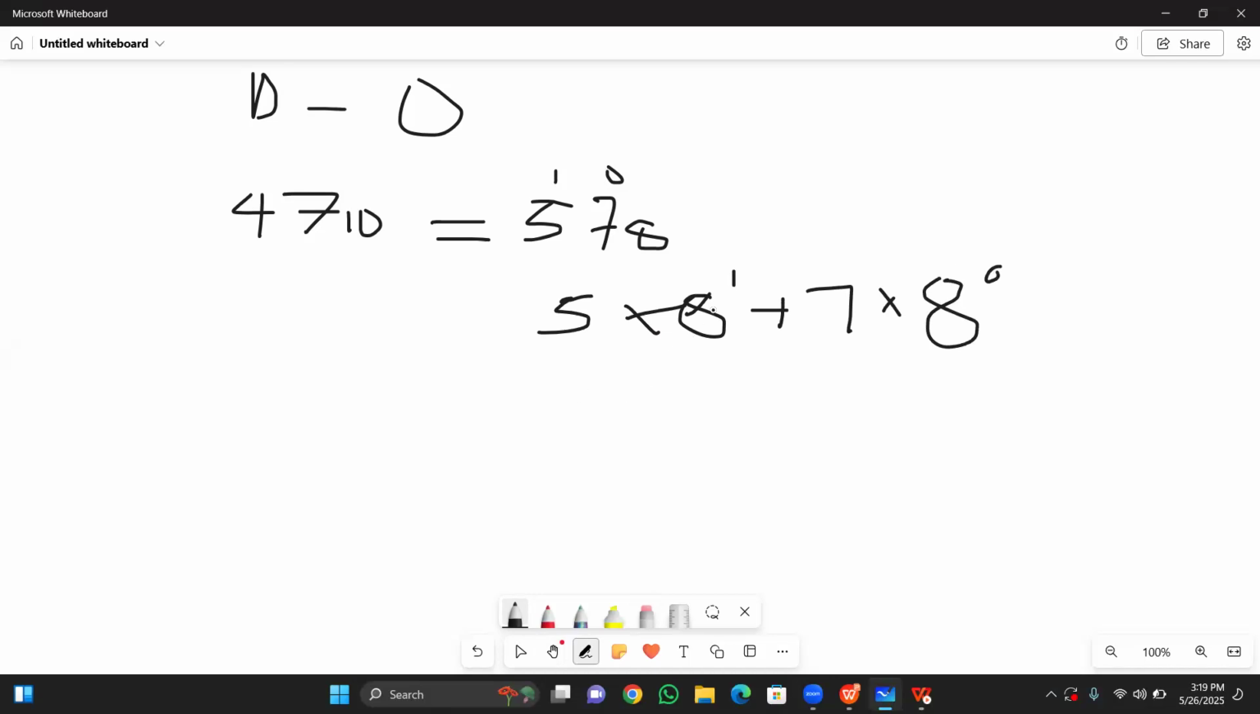So 5 times 8 raised to power 1 is 5 times 8, which will give you 40. Plus 8 raised to power 0 will give you 1, and 7 times 1 will give you 7. So when you do this, it's equal to 47 in base 10. All right, so that is basically it.